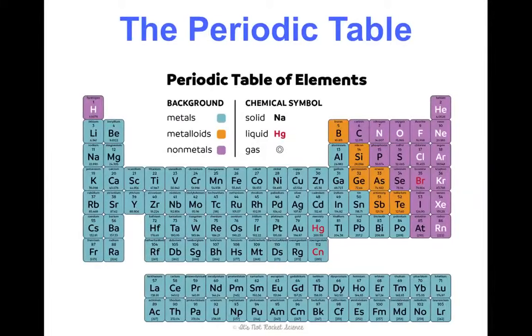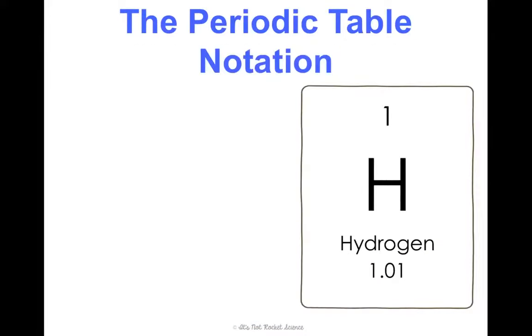So, the periodic table. I want you to start understanding the periodic table. And in order to do that, we need to understand what all these numbers and symbols are for. What does it all mean? Today we're going to break that down. And then from doing that, we'll be able to learn about isotopes, which is what I really want you to get from this concept. So, periodic table notation.